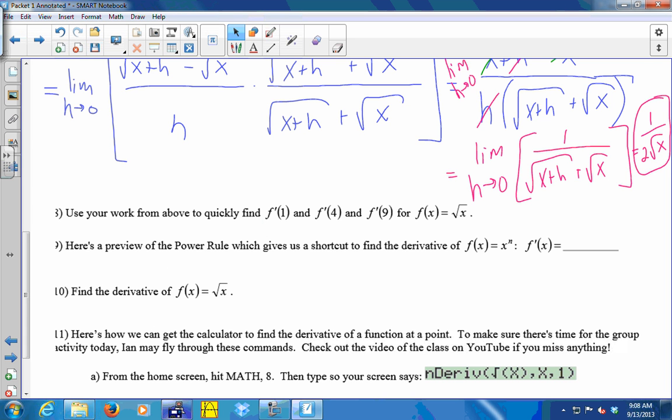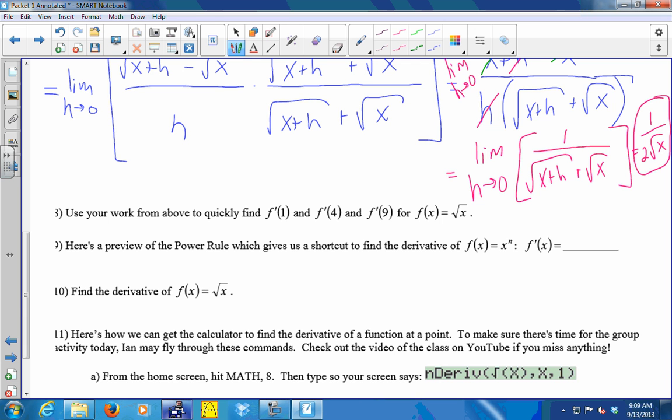All right, so we can use this now. We now have a formula for f prime of x for any x value. We don't have to do a limit every time we want to calculate an f prime of something, because we did it all in one step for a function.